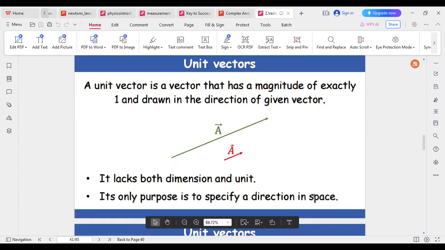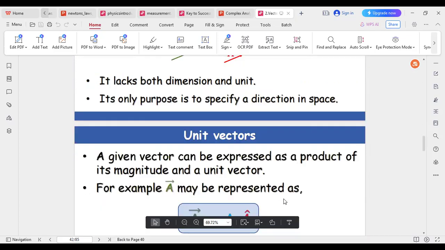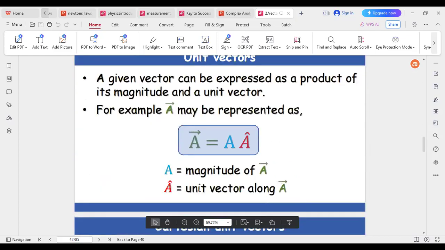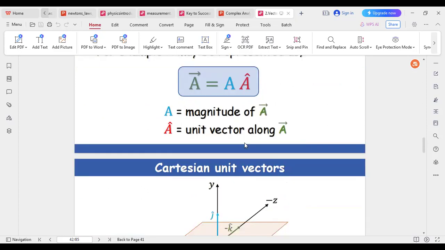So what is a unit vector? A unit vector is a vector that has a magnitude of exactly 1 and is drawn in the direction of a given vector. It lacks both dimension and unit. Its only purpose is to specify a direction in space. You must know the unit vectors. A given vector can be expressed as a product of its magnitude and a unit vector. For example, a vector can be represented like this.